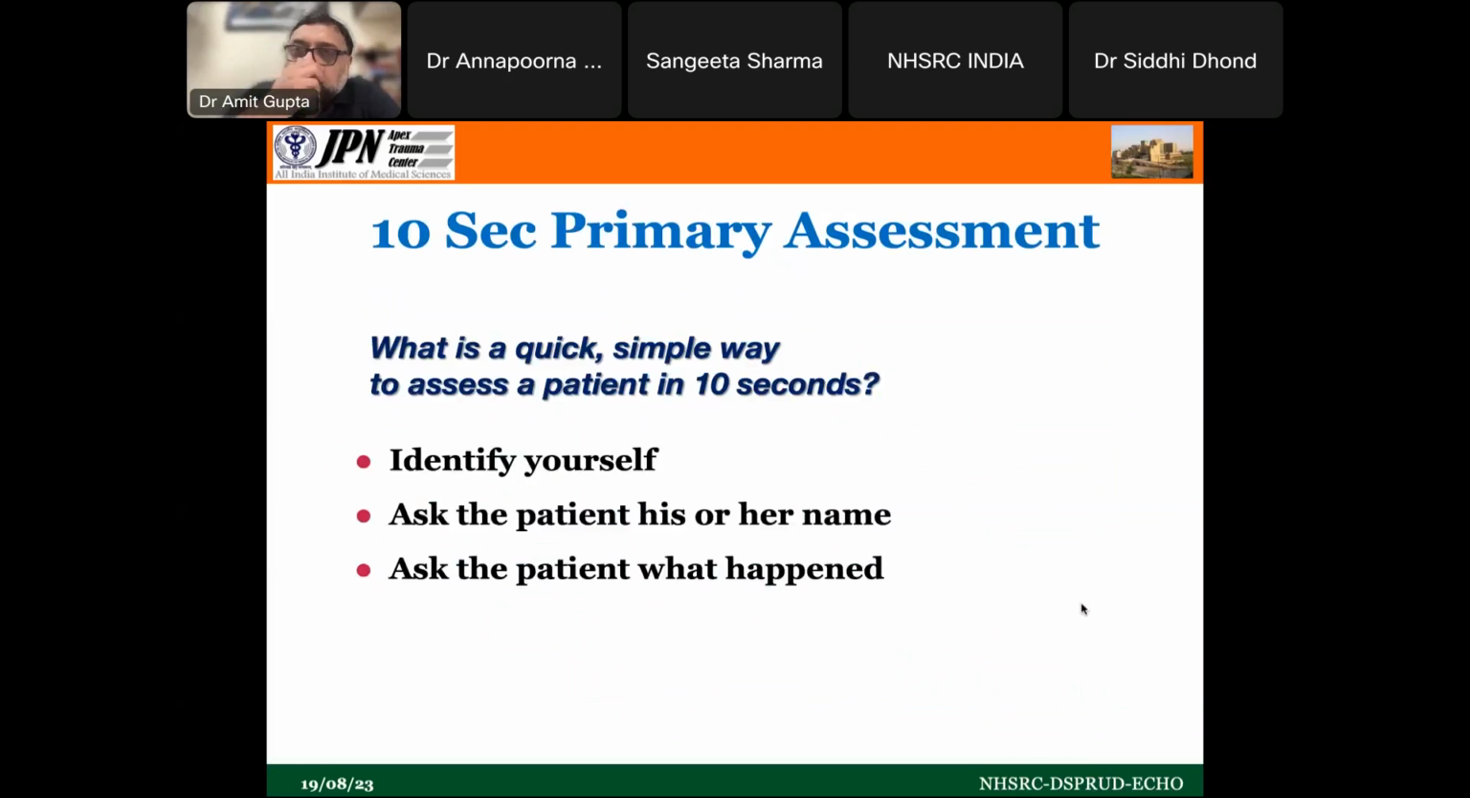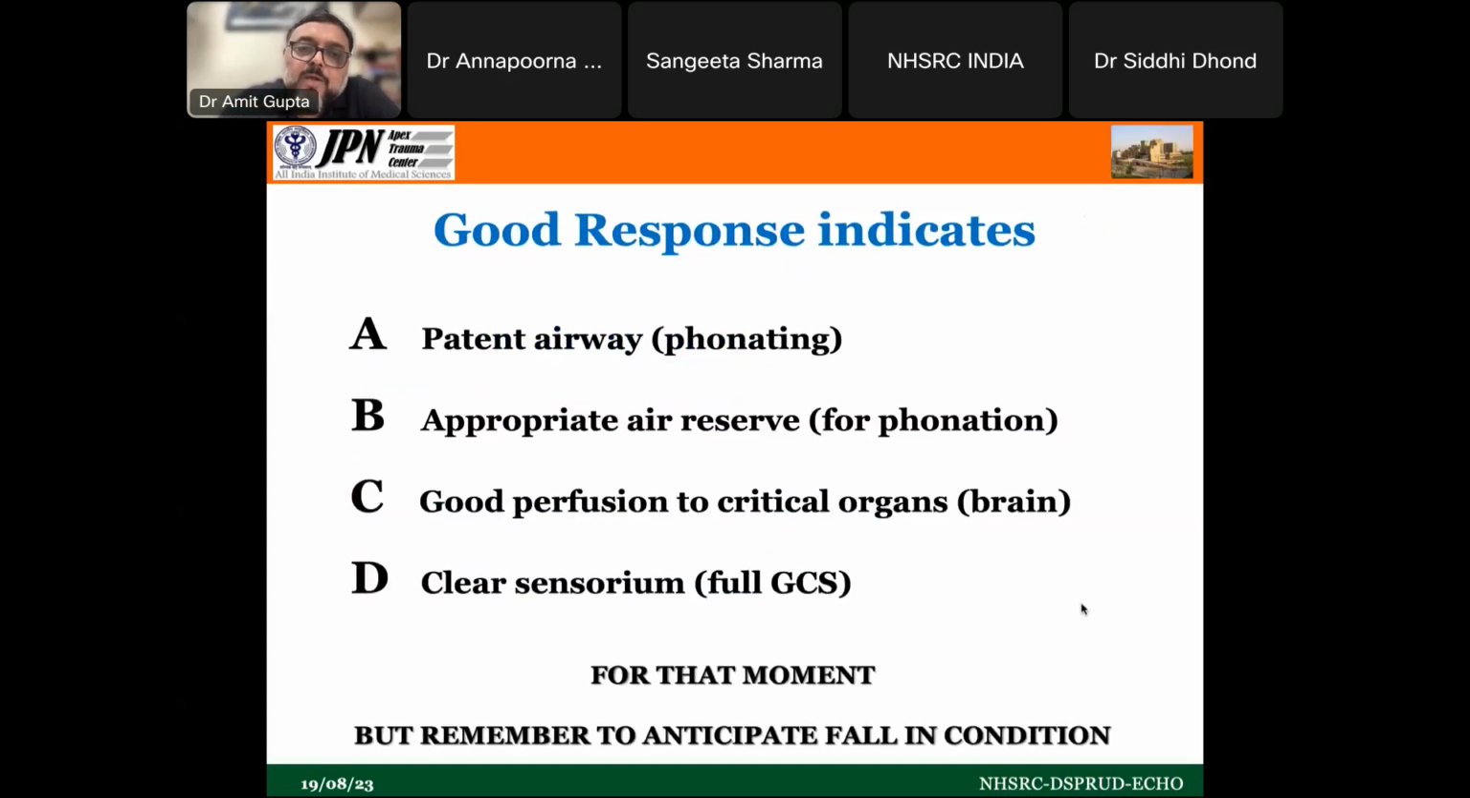So simply identify yourself. Ask the patient his or her name, ask the patient what happened. And if the patient is able to tangibly tell you what has happened and he can communicate, that means A, he's phonating, that means he's got a patent airway. B, he has got appropriate air reserve for speech or phonation. That means right now his breathing is also okay.